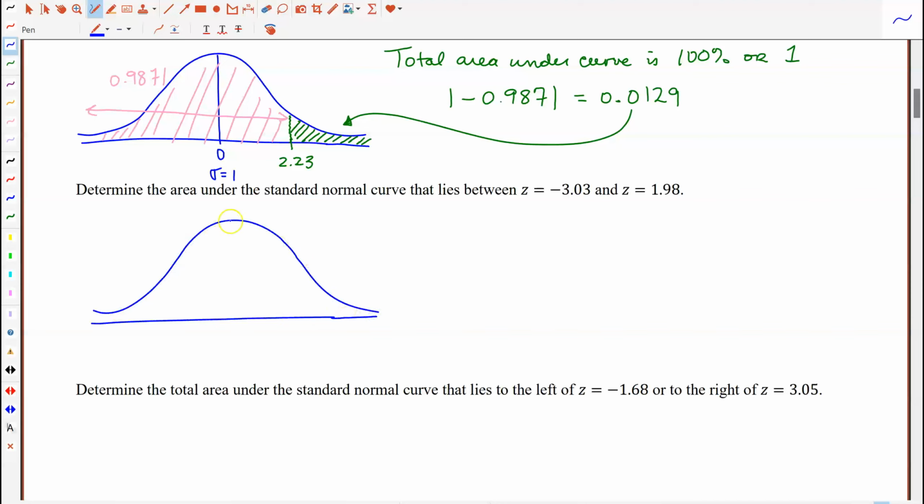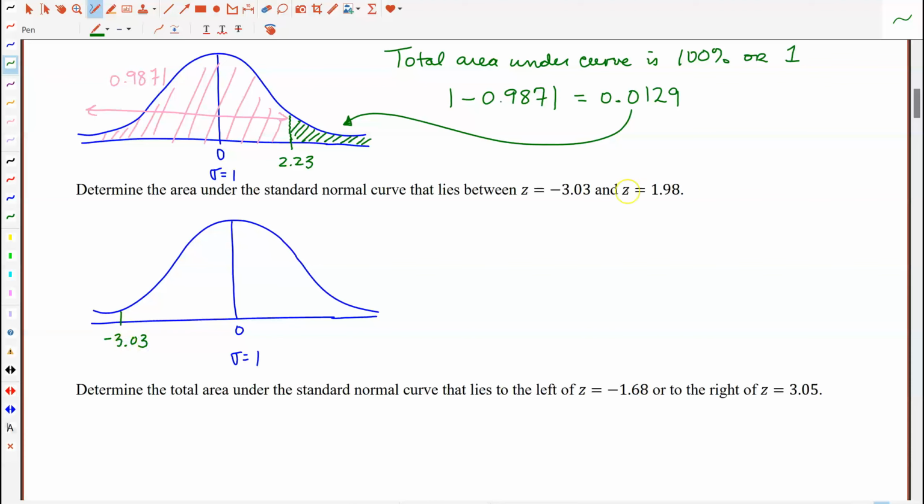For the standard normal curve, its mean is 0 and its standard deviation is 1. So one of the z-scores they gave me is negative 3.03. So that's going to be to the left of 0. And that one's a little over 3 standard deviations away. So that's going to be kind of far away from 0, almost all the way out here in these tiny tails. So negative 3.03 is going to be out here.